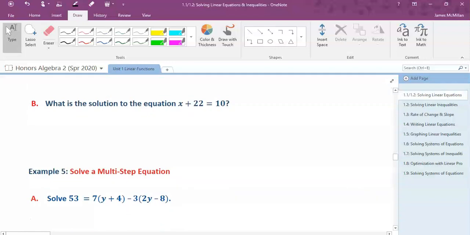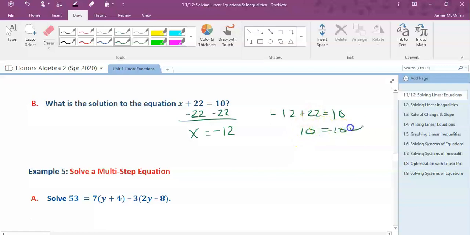In B, what's the solution here? x plus 22 is equal to 10. So how do we get the x by itself? Well, we have adding of 22 to that side, so we're going to undo it by subtracting 22. And so x is equal to negative 12. And we check our answer. Negative 12 plus 22 is 10. 10 does equal 10. So x equals negative 12 is our solution.